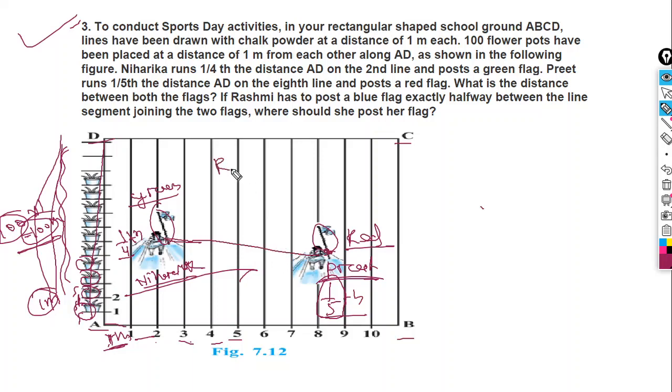And again Rasmi will post another flag exactly in between the green flag and the red flag. You also have to find the location of the blue flag. And what is the blue flag? The blue flag will be posted by Rasmi. Where? Exactly in between the green flag and the red flag. Okay, this is what the question is. If you can't understand, please listen again or read the question once, twice, 3 times. Now we will move to the solution section.